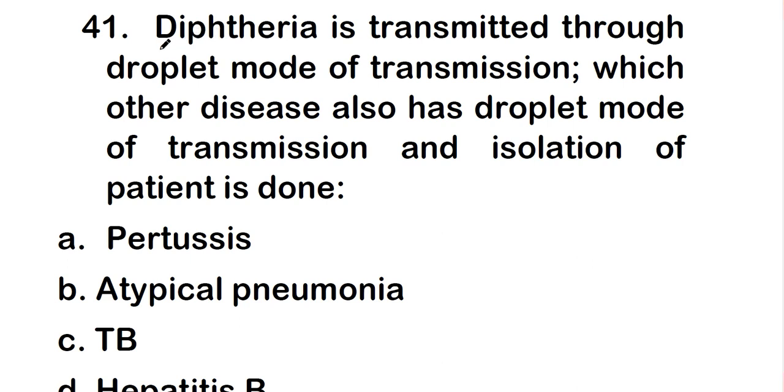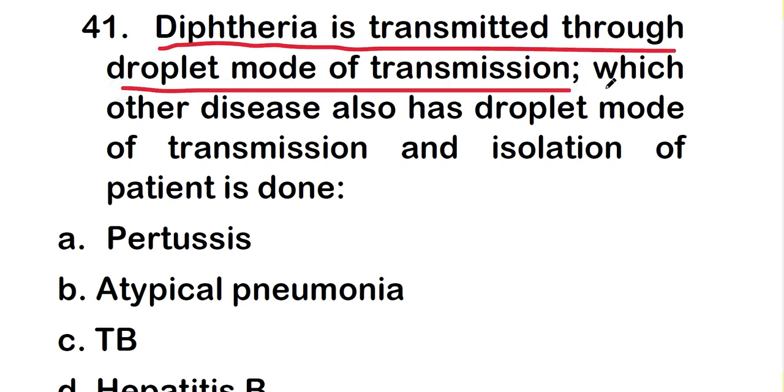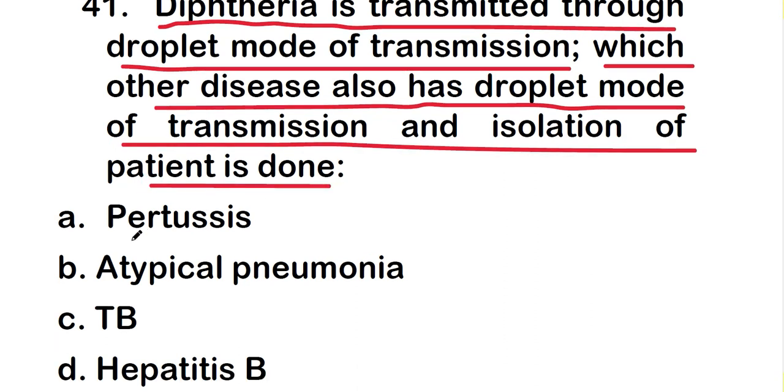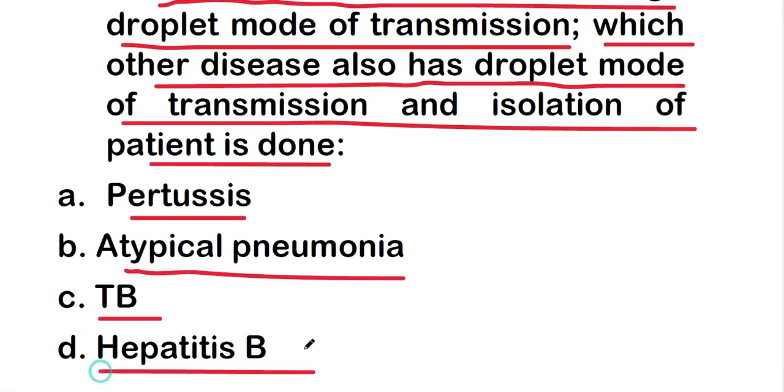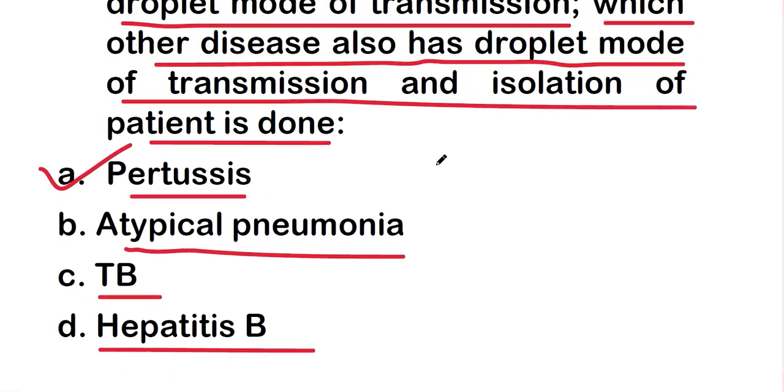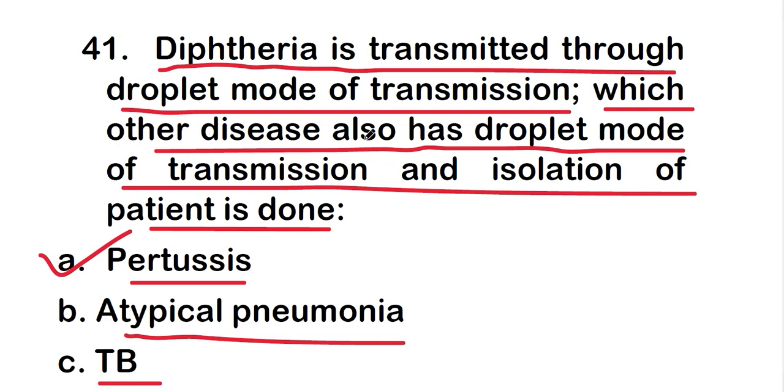Okay, so the first question is, diphtheria is transmitted through droplet mode of transmission, so which other disease also has droplet mode of transmission and isolation of patient is done? The options are pertussis, atypical pneumonia, TB or hepatitis B, and the right answer is option A, that is pertussis. So pertussis is another type of disease which also has droplet mode of transmission, and isolation of the patient.